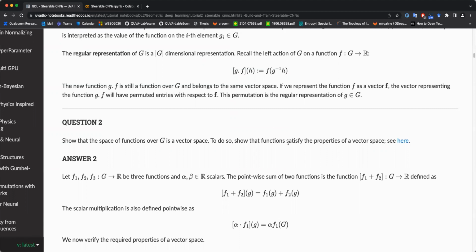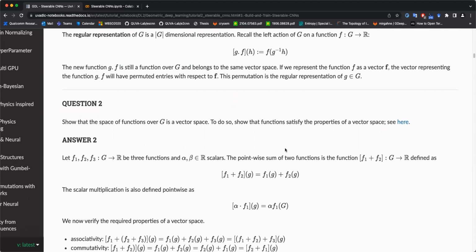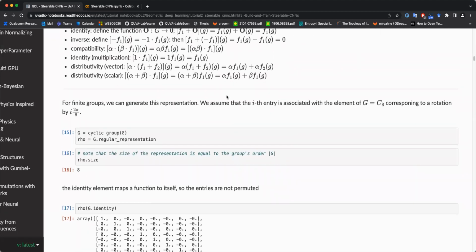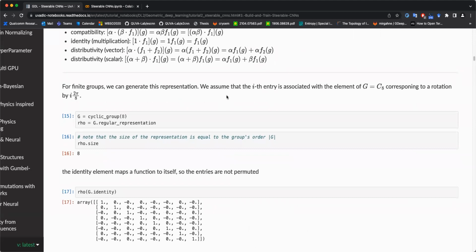As a side question, which I leave for you to try at home: you should try to prove that the space of functions on the group is actually a vector space. I kind of assumed it now, right, that we associate to each group element an entry in a vector, and this is a vector space, but you can try to prove that yourself. So we'll move over this. I think it's easier to just see what these matrices look like rather than trying to construct them manually.